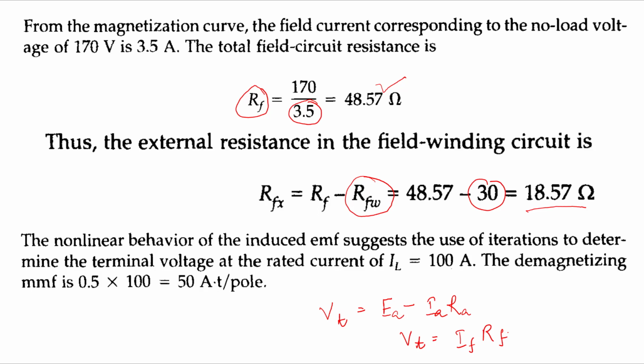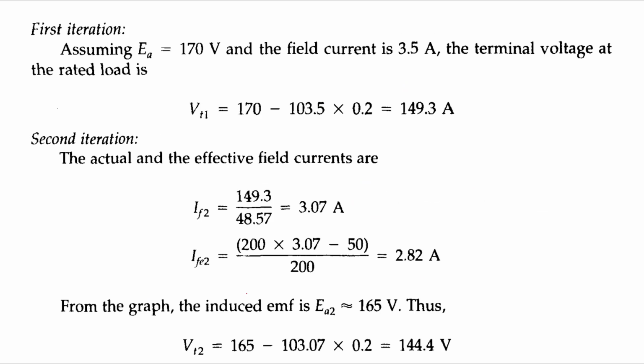Now the full load current is 100 ampere. It is given in your question, right? And what is the demagnetizing effect because of the armature reaction? It is 50% of that. So it will be 0.5 into 100, which gives me 50 ampere turn per pole. So this is the demagnetizing effect, right? Now I have to find the effective MMF, then I can find the, okay.